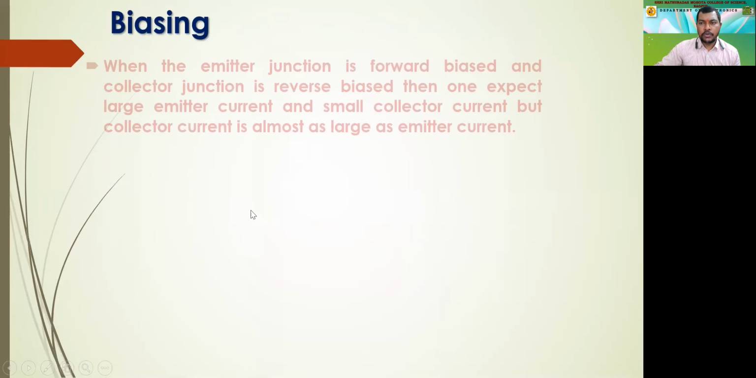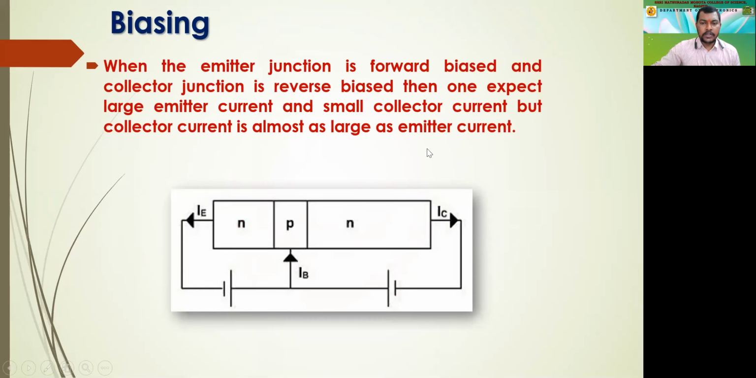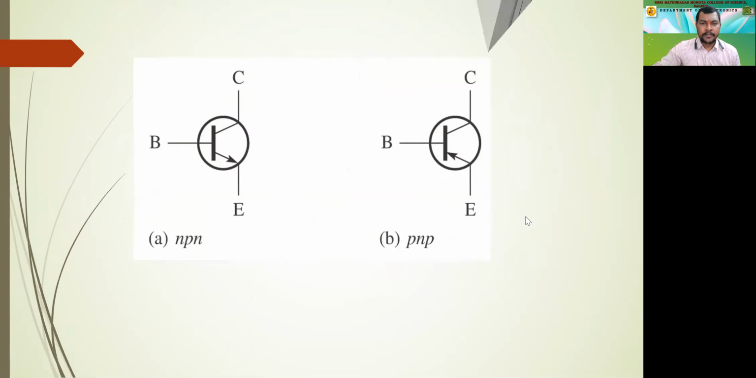So for biasing, we take the middle part, and in that case we try to bias the emitter base junction in forward bias and the base collector junction to be reverse bias. This is the diagram for that. So the emitter base junction is forward bias and the base collector junction is reverse bias.